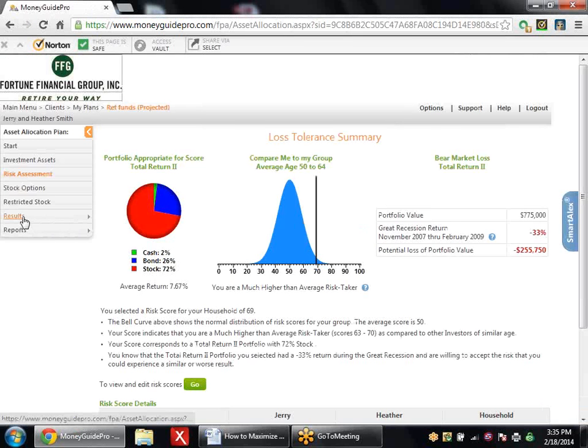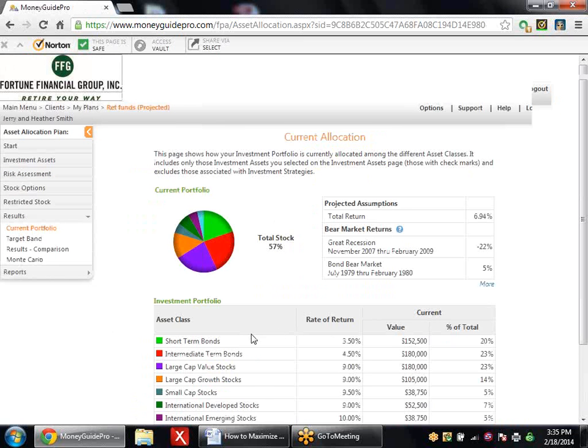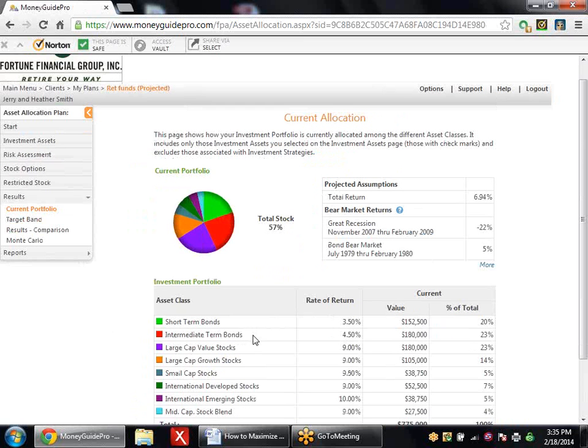Then you go down and hit Done, and from there you can look at some more results. You can look at your current portfolio and see how it's allocated. Now this portfolio has a 6.94% expected long-term rate of return, but this one's got less stock in it. It's got 57% stock, so during the Great Recession, if that were to occur again, you'll see a 22% loss there.